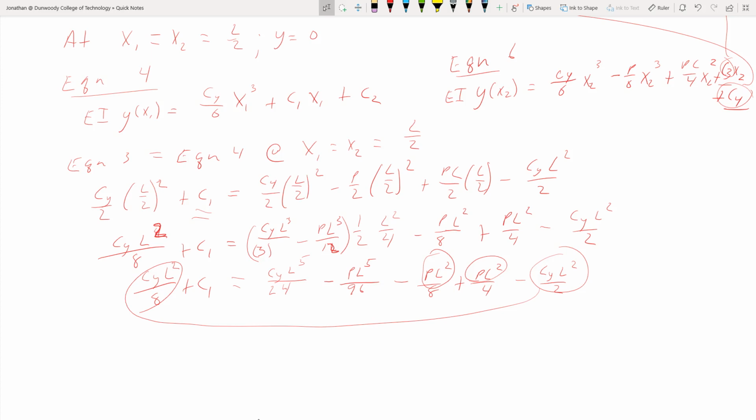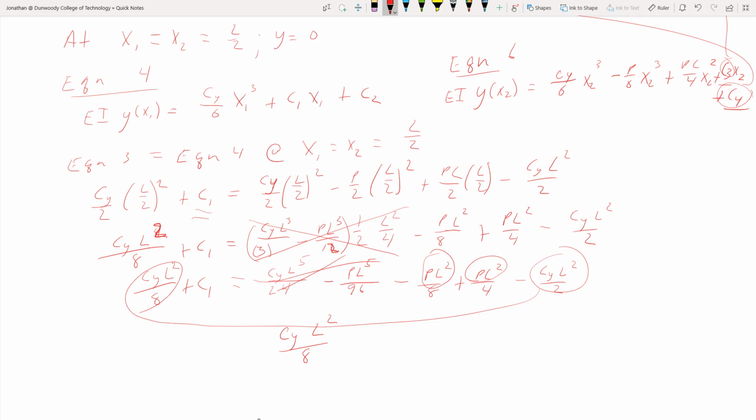C3. Oh, this is CY. Oh, I subbed the wrong thing in there, right? It's supposed to be CY, not CL. C4. Goodness gracious. So I screwed this up here. That term is wrong. What that should be is CYL squared over 8. There we go.